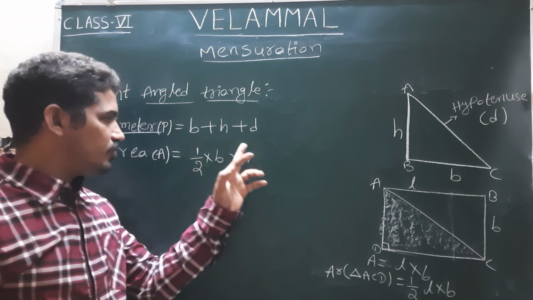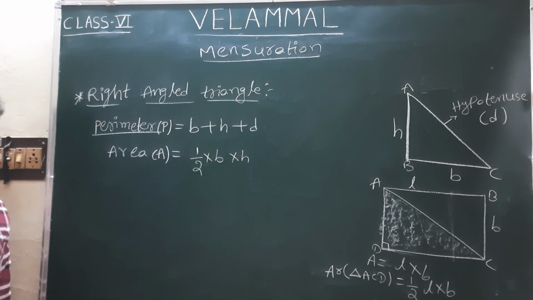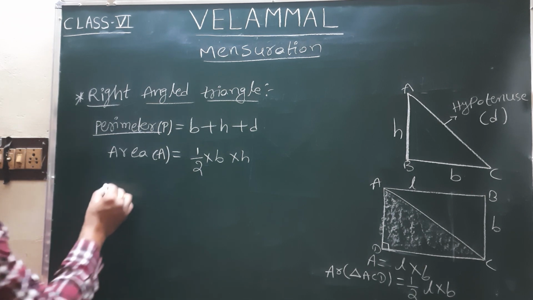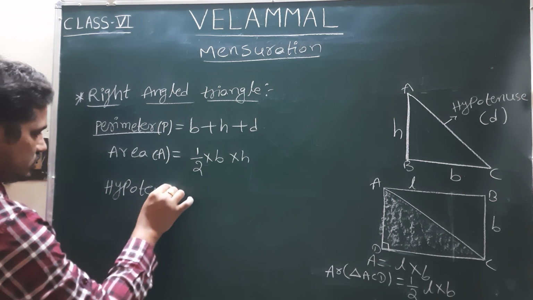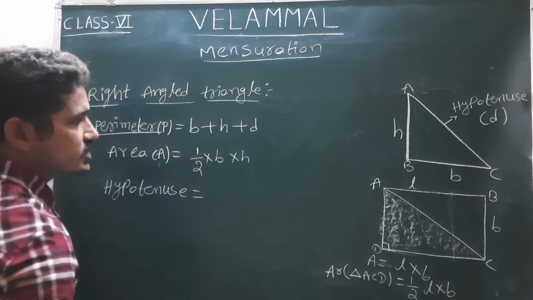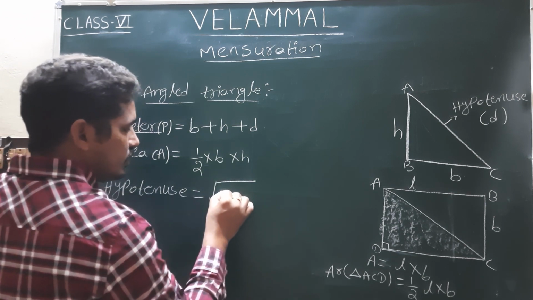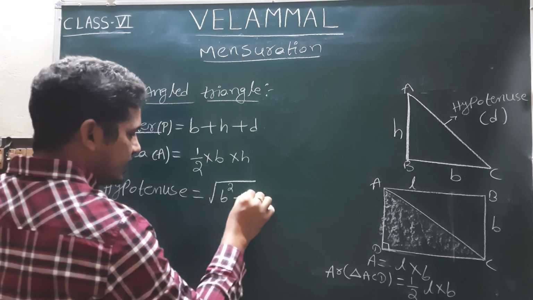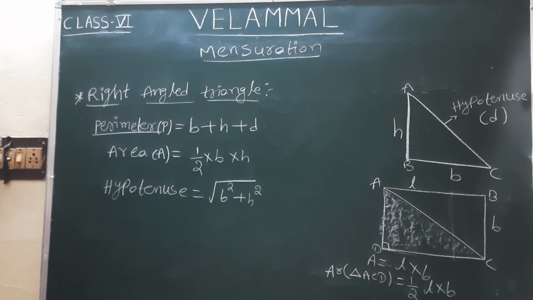Depending upon the height, we will discuss the area of the triangle. Okay. Next, we can also find the hypotenuse, and that will be under root of base square plus height square. This we call the Pythagoras theorem.